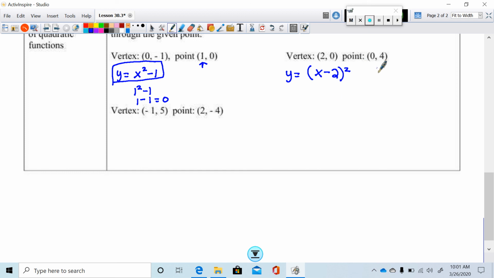Now just like before, I'm going to take the x value and test it against the equation that I just came up with. So 0 minus 2 squared, negative 2 squared. Negative 2 times negative 2 is a positive 4, and that's exactly what we wanted. So this is the equation for that information. Okay, the very next one.